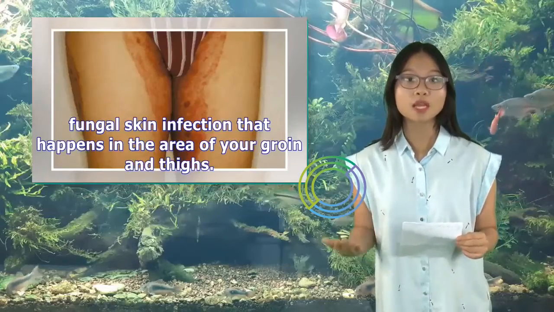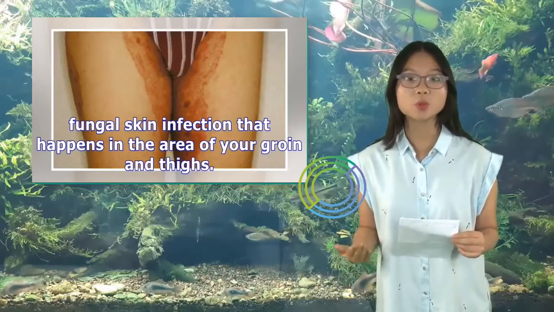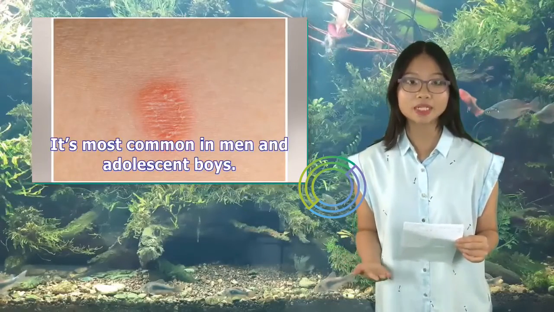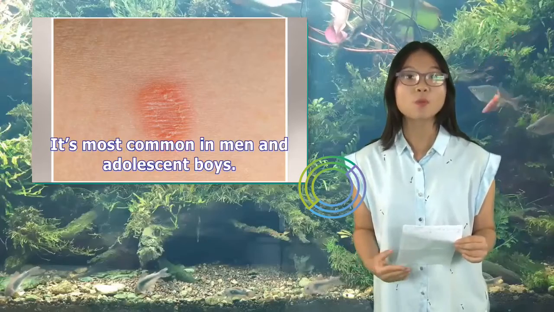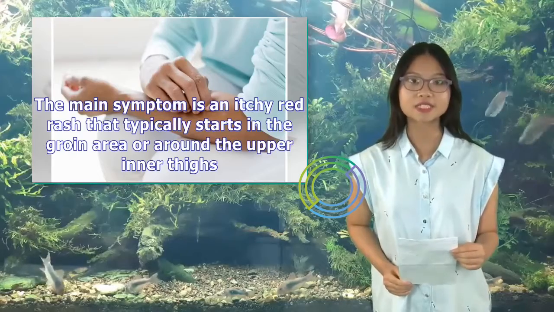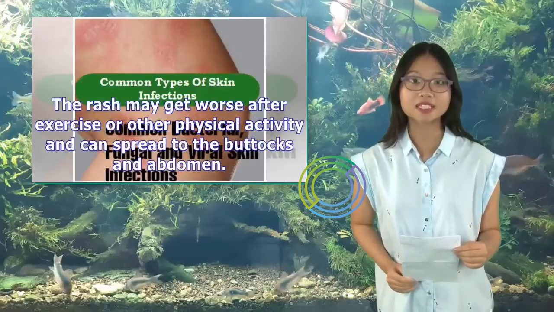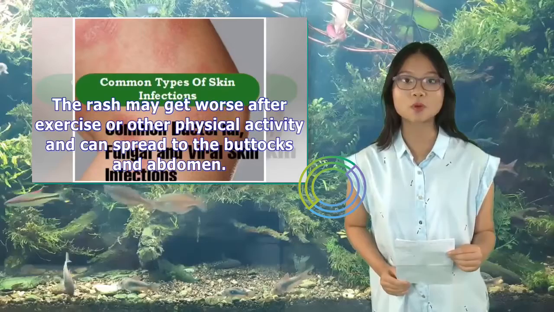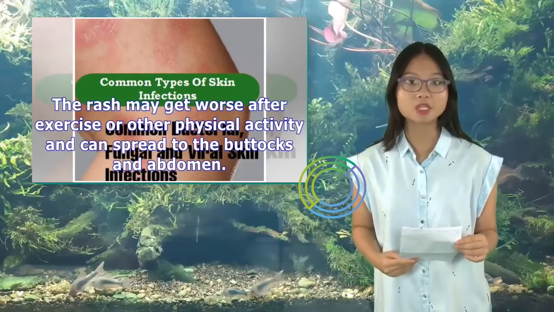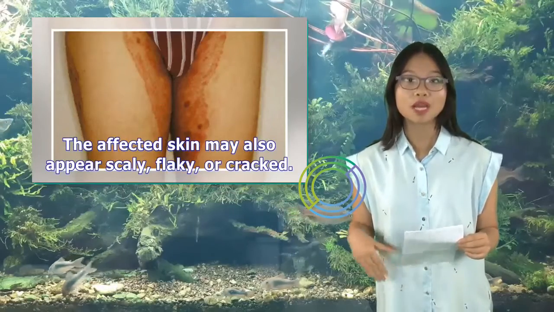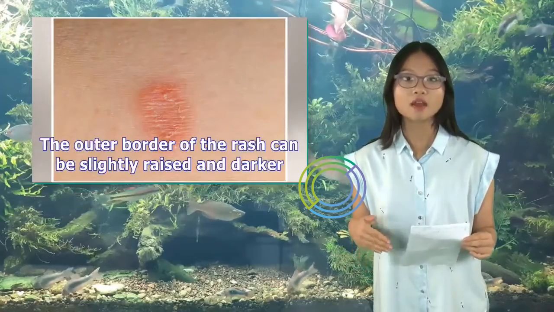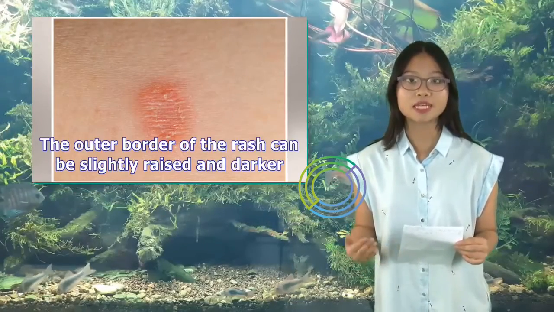Jock itch, Tinea cruris. Jock itch is a fungal skin infection that happens in the area of your groin and thighs. It's most common in men and adolescent boys. The main symptom is an itchy red rash that typically starts in the groin area or around the upper inner thighs. The rash may get worse after exercise or other physical activity and can spread to the buttocks and abdomen. The affected skin may also appear scaly, flaky, or cracked. The outer border of the rash can be slightly raised and darker.